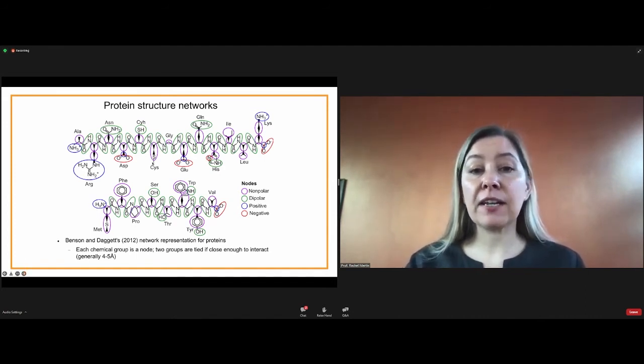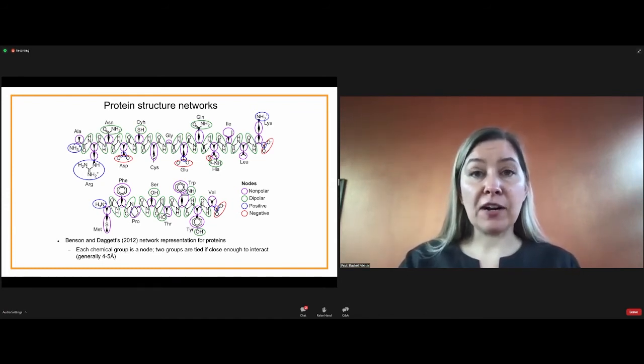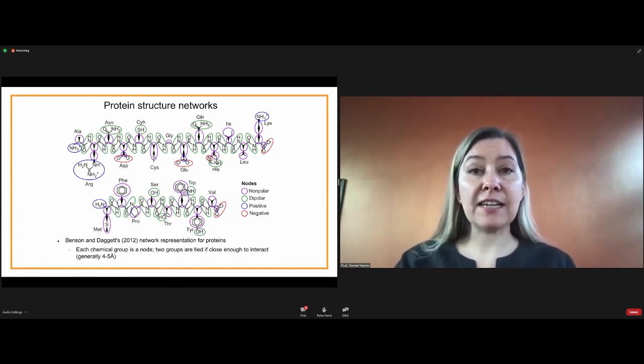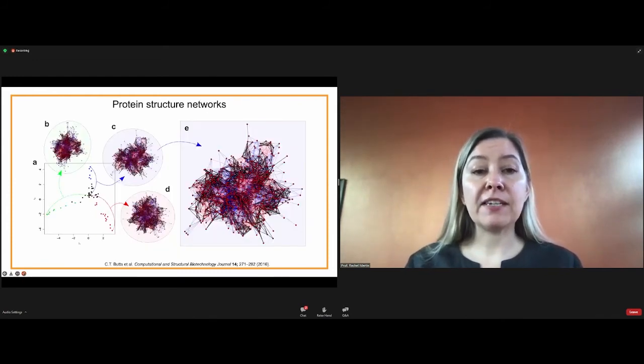And so each chemical group is a node, and that's going to be a dot in our network. And then two of them are tied together if they're close enough to interact. And so we can get this network representation of our protein structure.